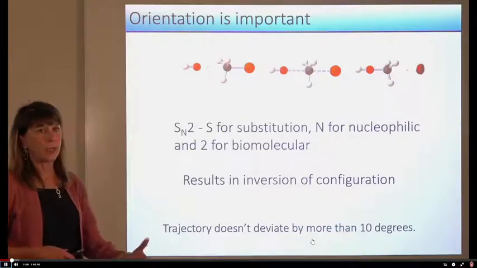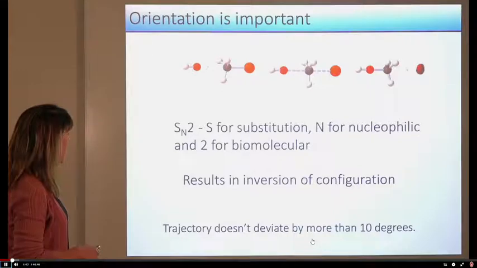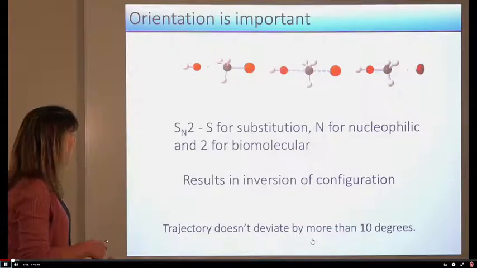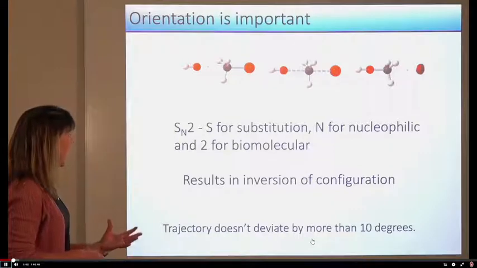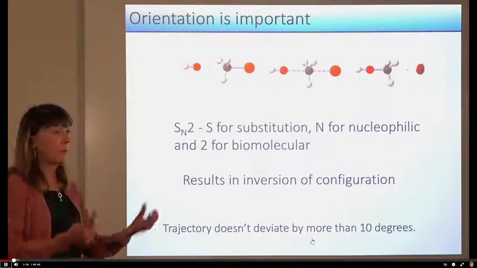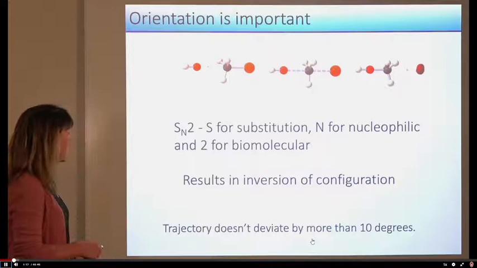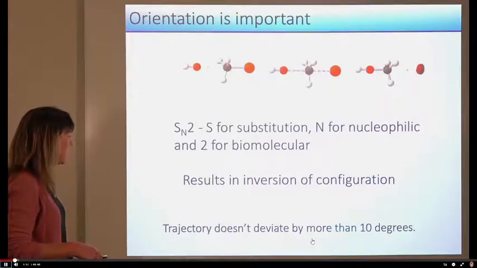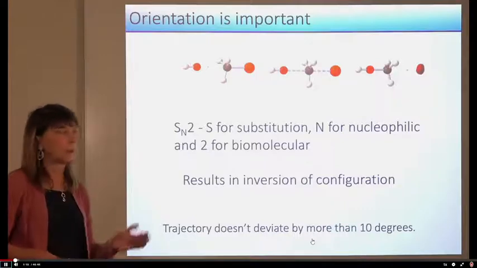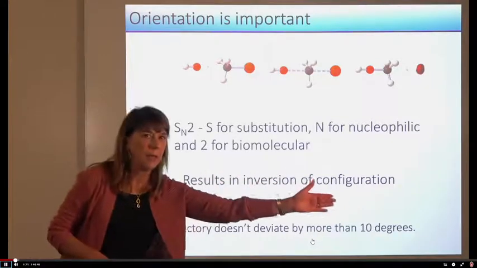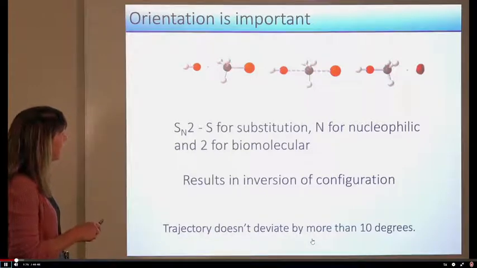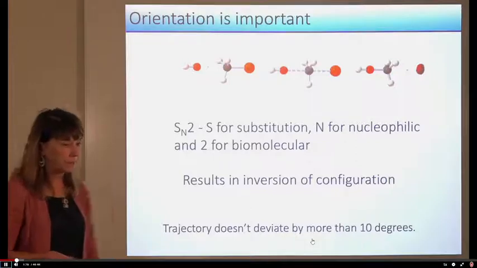And a lot of reactions that go on in biochemistry are SN2 type reactions. You know this from organic chemistry. S is for substitution, N is for nucleophilic, and 2 is for bimolecular. And it results in inversion of configuration, and the trajectory doesn't deviate by more than about 10 degrees. So it's 180 degrees. It's single inline displacement reactions. And that's shown schematically right here. So you can see inversion of configuration around that atom right there.